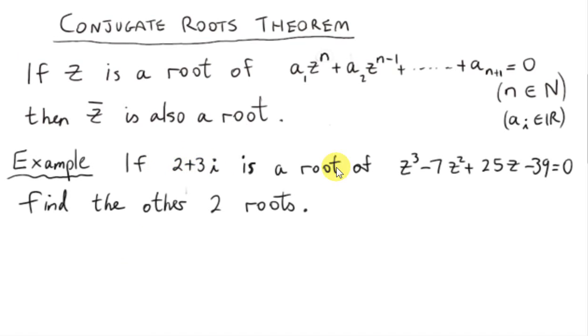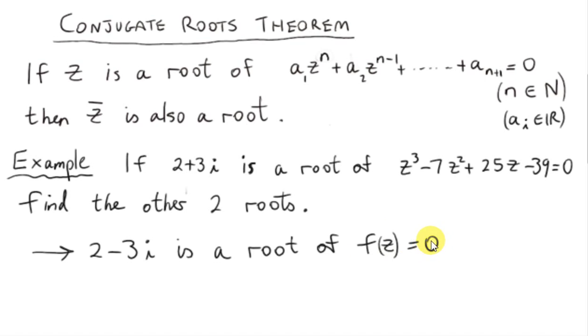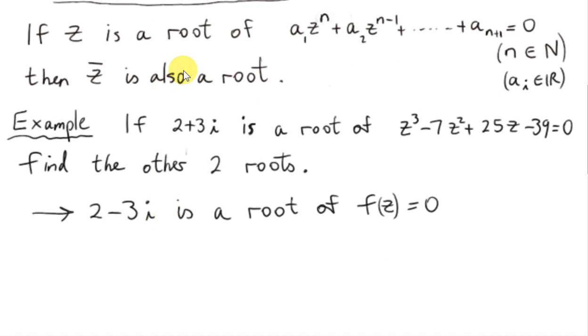So we can use the conjugate roots theorem to help us get the other 2 roots. Well, straight away we can write down what one of the other 2 roots is. Since 2 plus 3i is a root, then the conjugate of 2 plus 3i is another root. So 2 minus 3i is a root. I will call this polynomial f of z. So 2 minus 3i is a root of f of z equals 0. So that's the application of the conjugate roots theorem.